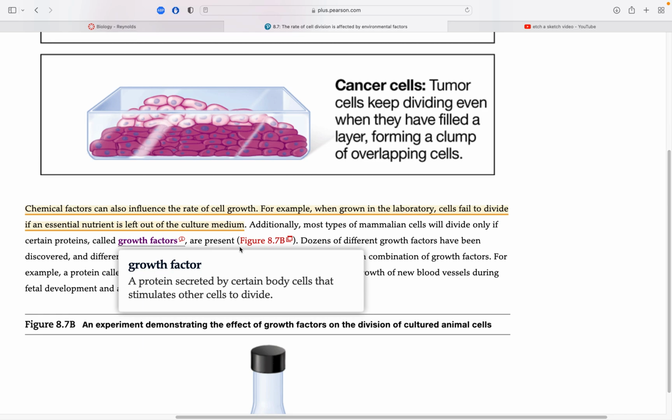Human growth hormone, for example, is a chemical that your body puts out, and if it's present, your cells are encouraged to grow. If you don't have this chemical, then the cells are going to stop growing. So there's a chemical that is going to start the G1 phase and the S phase.